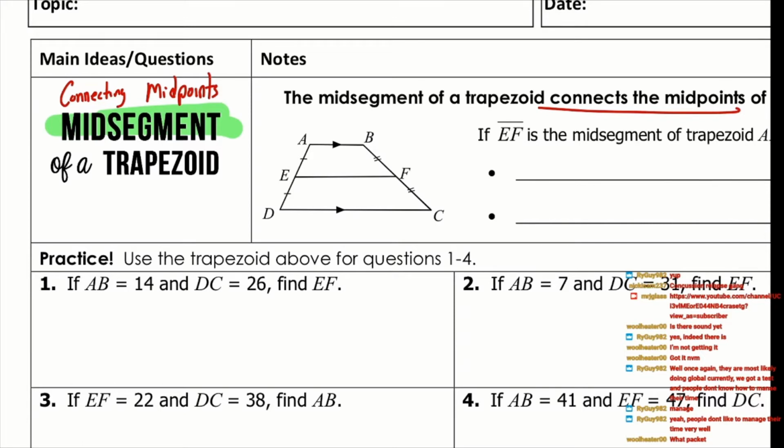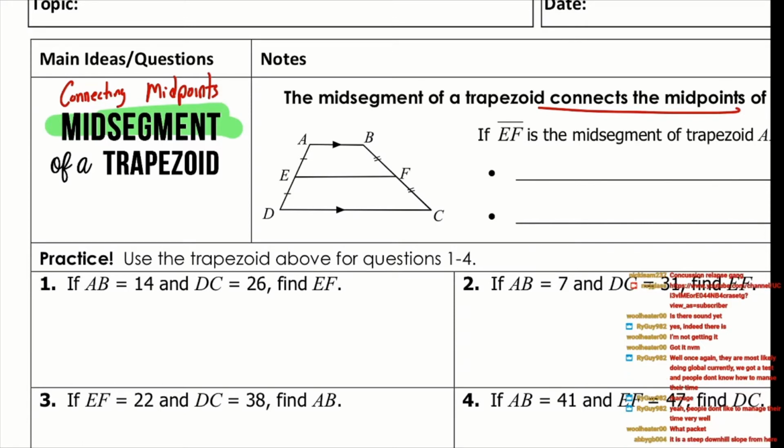It's the same packet as yesterday. It's a steep downhill slope from here. That means it's a negative slope. That's not good.